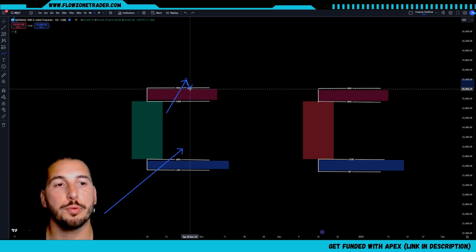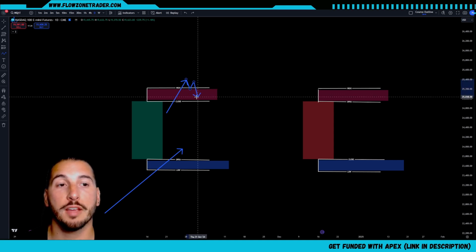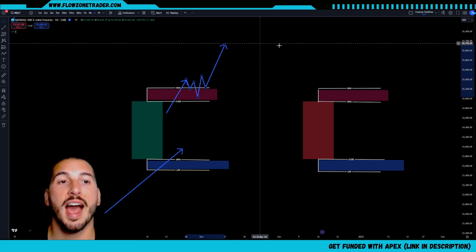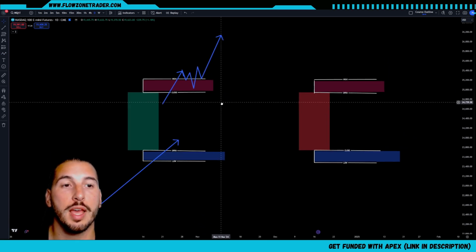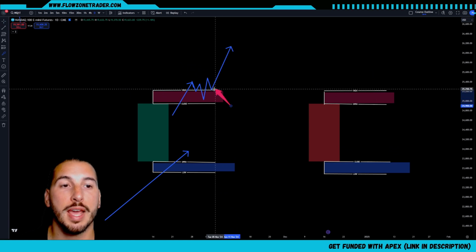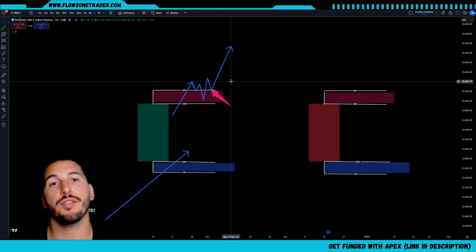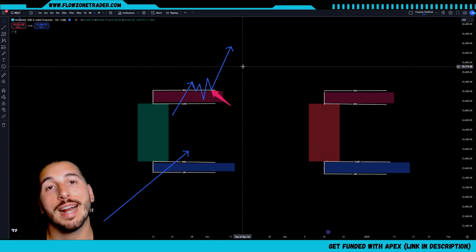Something very, very simple, but I'm looking to participate in a pullback. Maybe I'm looking for a trap pattern like this, and then I'm looking for continuation. Okay, I'm looking to buy a continuation play right here. This is very, very simple. This is a breakout trade or a breakout retest. This is supported by a very clear bull trend.